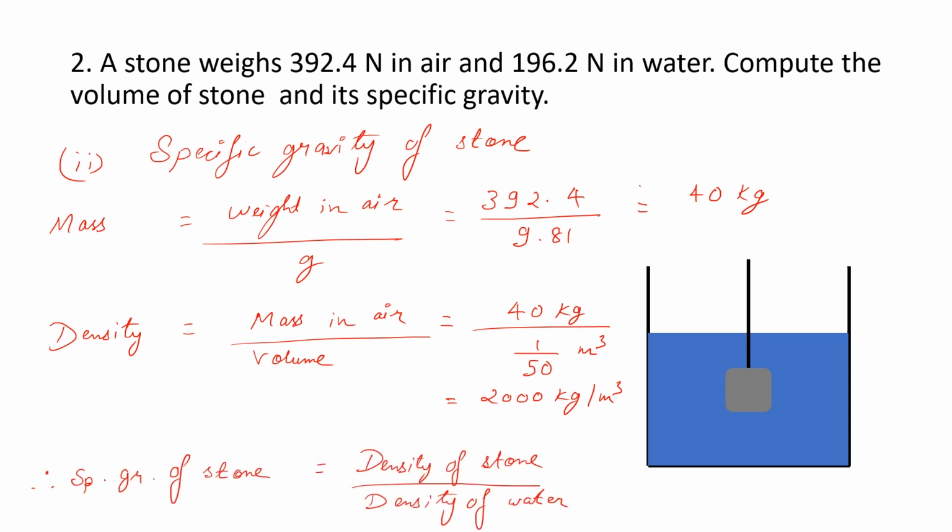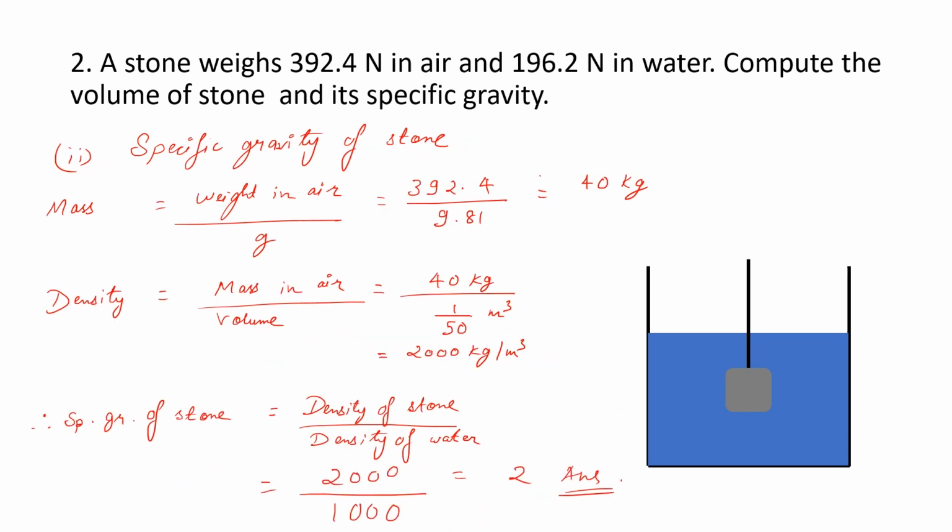Now we will find the specific gravity of the stone. Specific gravity is defined as the ratio of the density of the stone to the density of water. Here the density of the stone is 2000 kg per meter cube and the density of water is 1000 kg per meter cube. When we divide this, we get the specific gravity, or relative density, of the stone, which is 2.